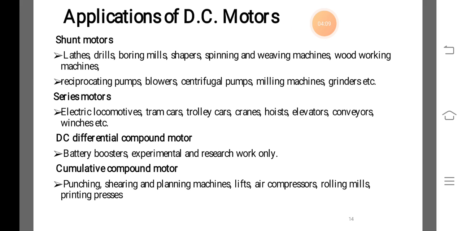Finally, this DC motor gives the speed equation also: N is proportional to back EMF and the generated flux across that motor.